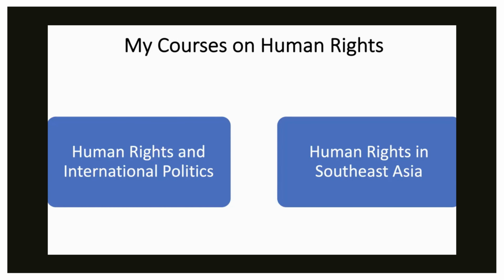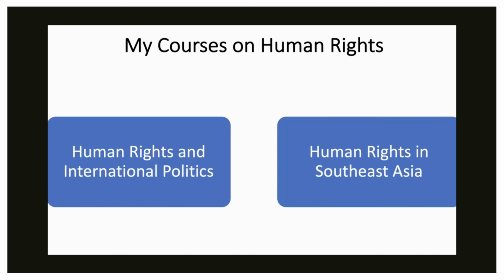For human rights and international politics, it is an elective course in my department, the Department of International and Strategic Studies. Listening to the name of the department, it is a department on international relations. It is not a department on political science. Hence, when we are doing the undergraduate teaching, the discipline that we are in becomes one of the challenges and will affect the different techniques that I use.